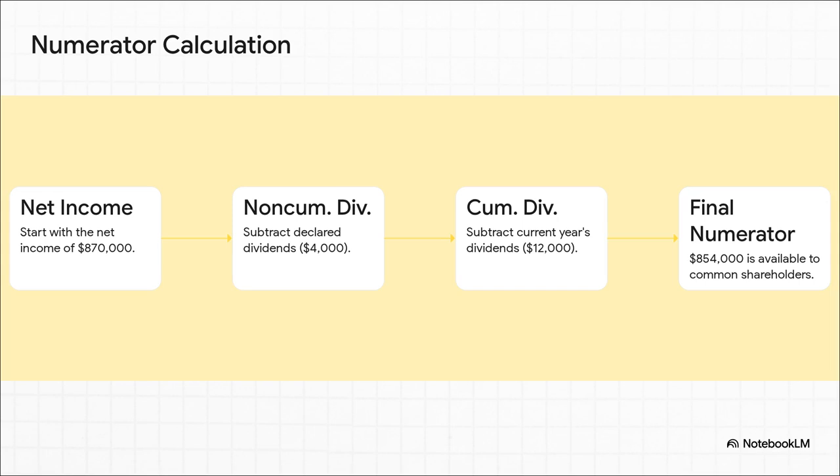We start with our $870,000 net income. Simple enough? First, we subtract the $4,000 in dividends that were declared on non-cumulative preferred stock. Easy. But then, we also subtract $12,000 in dividends for the cumulative preferred stock for the current year. And this right here leads to a huge exam tip.